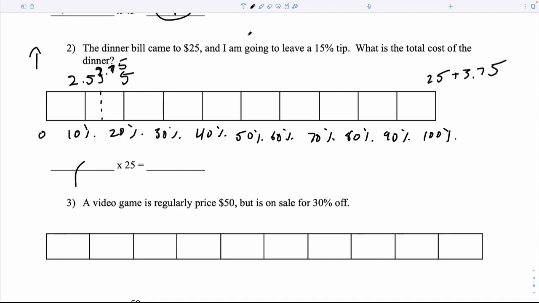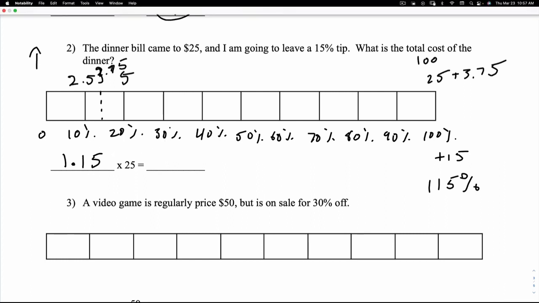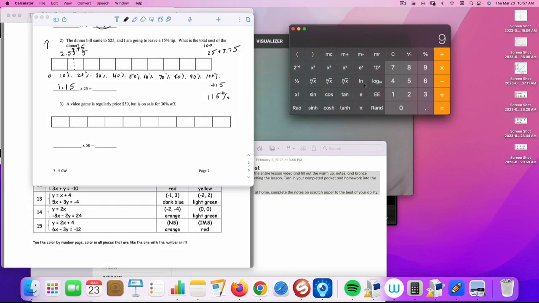Instead of using the bar model for this problem, if you have a markup, here's what you can do. Take 100% and add the 15%. So we're at 115% right now. What is 115% written as a decimal? If I take the decimal and multiply it by 25, since it's a markup, what number do I get? Plug in your calculator right now. 1.15 is 115%. Multiply it by 25.